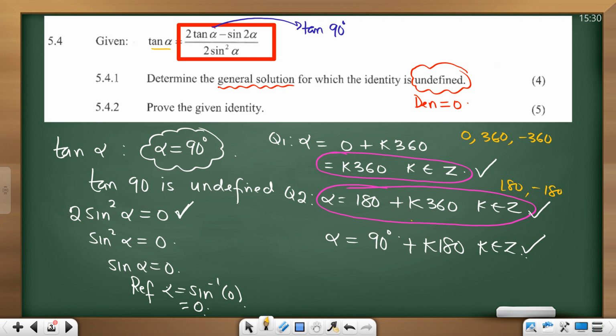And do you know why they said general solution? They didn't give us a domain. There was no domain, right? That's why they said general. So there are so many answers. So please just put it at the back of your mind. Once you see tan and they mention undefined, 90 is part of your answer. 90 plus k what? 180.